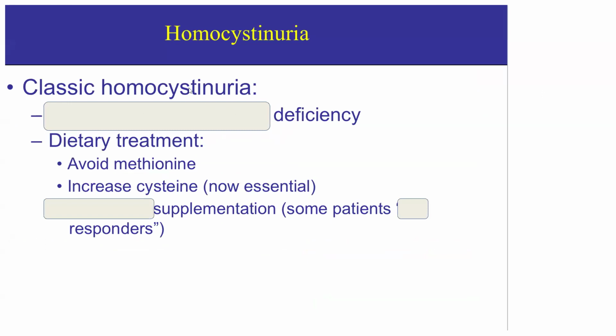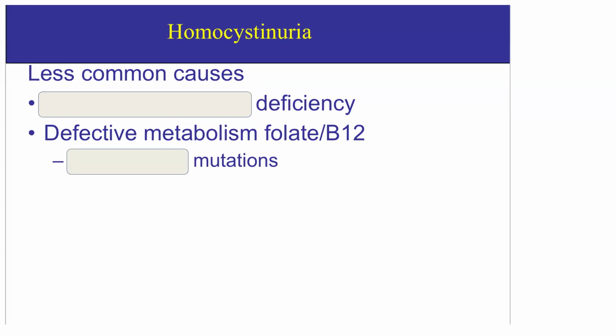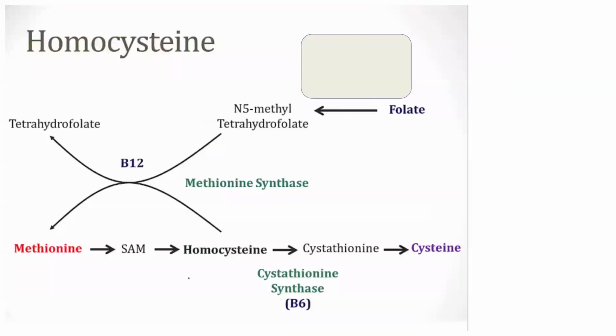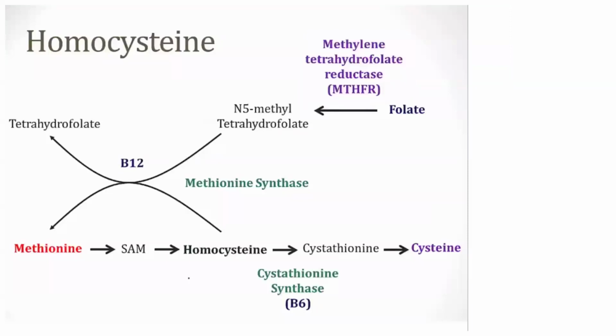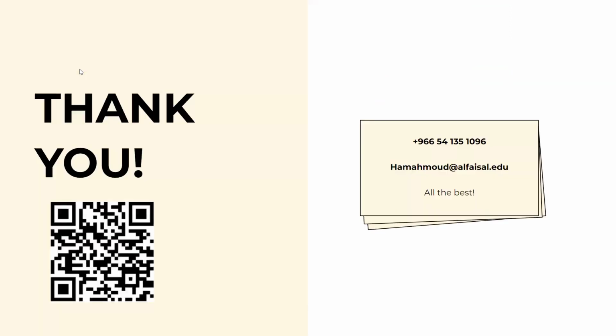Okay, classic homocystinuria is deficiency in which enzyme? Cystathionine beta synthase. And what can you supplement in some patients to improve homocystinuria? B6. A few causes that are less common are deficiencies in the two other enzymes, methionine synthase and MTHFR. Right? And finally, what is the enzyme that turns folate into methyl tetrahydrofolate? Remember the long MTHFR. Okay, so this is just a summary if you need to look at it to remember which enzyme needs which cofactor. And that's basically it.